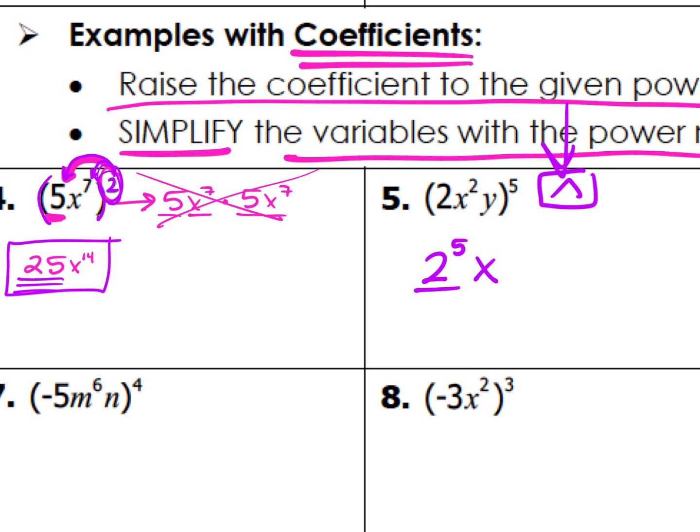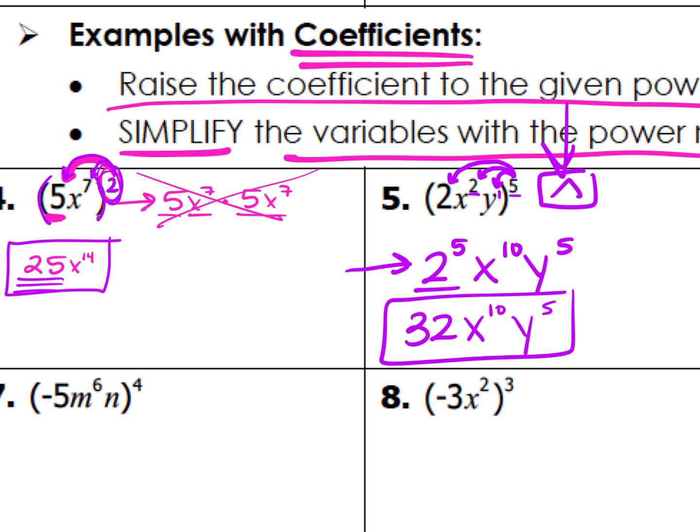X to what power? 10. X to the 10th power, right? You multiply those, 2 times 5. And then y to what power? There's a 1 there, right? 1 times 5 would be y to the 5th power. This is great, but it's not the best because 2 to the 5th can be simplified to 32. So your best answer here is that. It wouldn't be wrong if it's not simplified. I mean, you get like a half a point off.